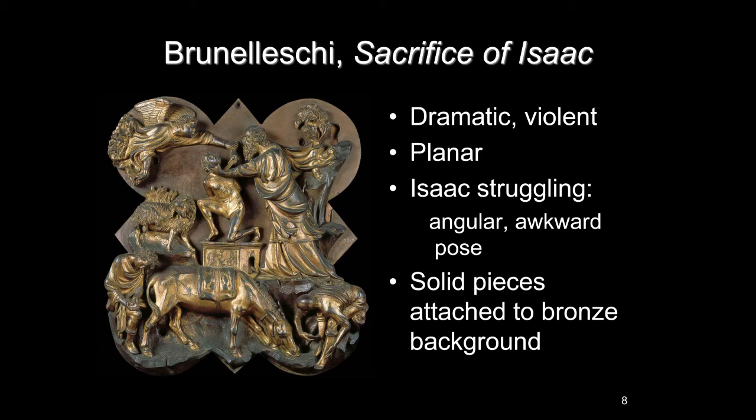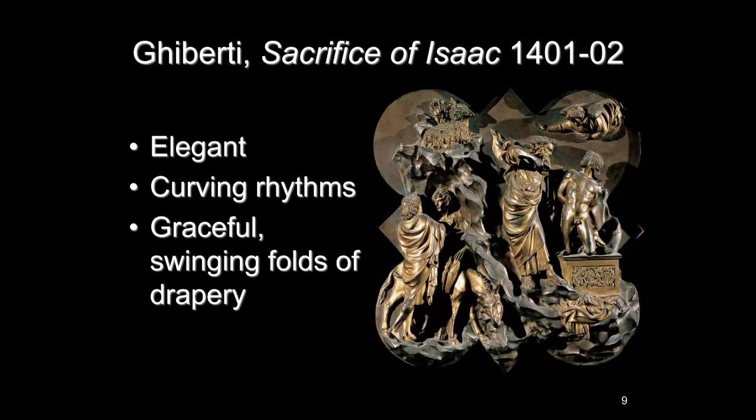Also, you have the figures bent over in the foreground. You have some foreshortening. But there's one other thing you probably should know about this: how the figures were cast. Each one of these figures is a separate piece, and they're solid bronze, and they're attached to the background. And we're going to see how that compares to what Ghiberti was doing.